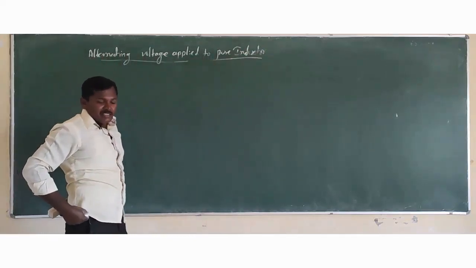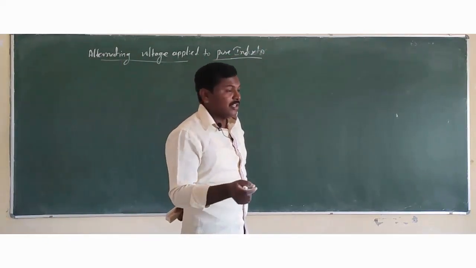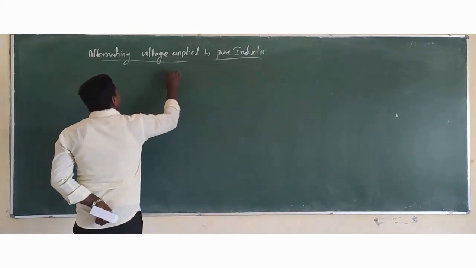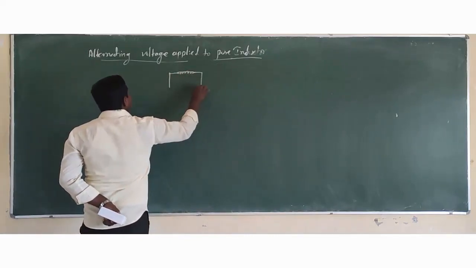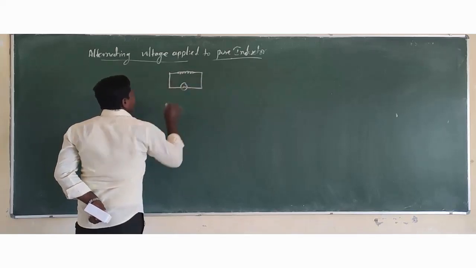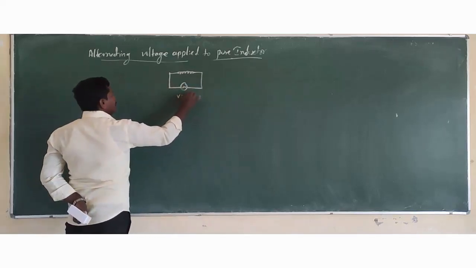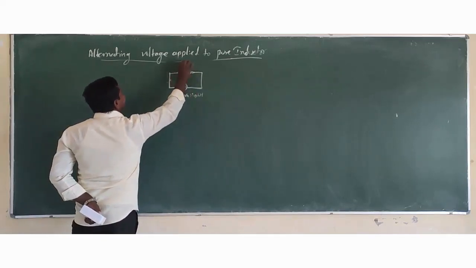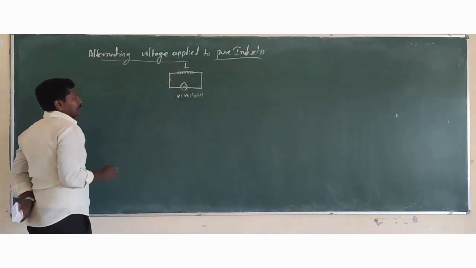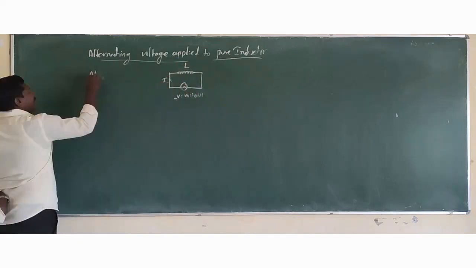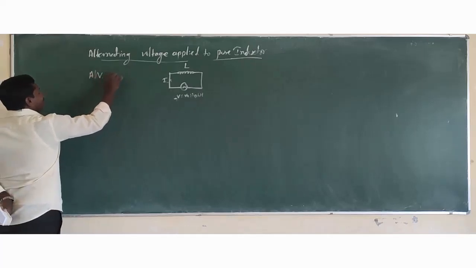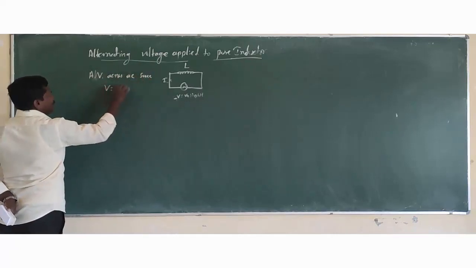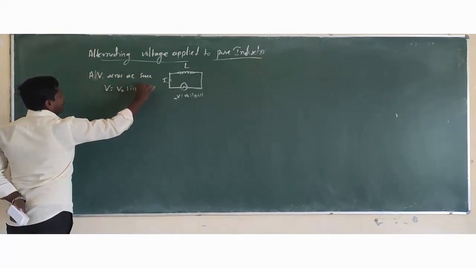Here, a device which allows a steady flow of current through it, we can call it an inductor. When this inductor is connected to an AC source, V is equal to V naught sin omega t, and the inductance of the inductor can be represented by L, and the current flows through it. The alternating voltage across the AC source can be represented by V is equal to V naught sin omega t.